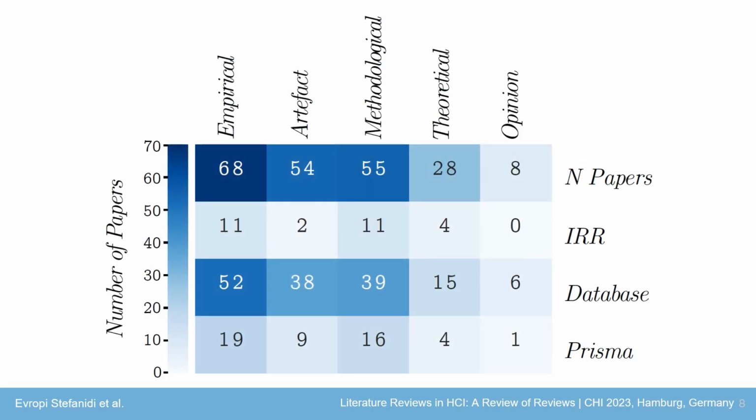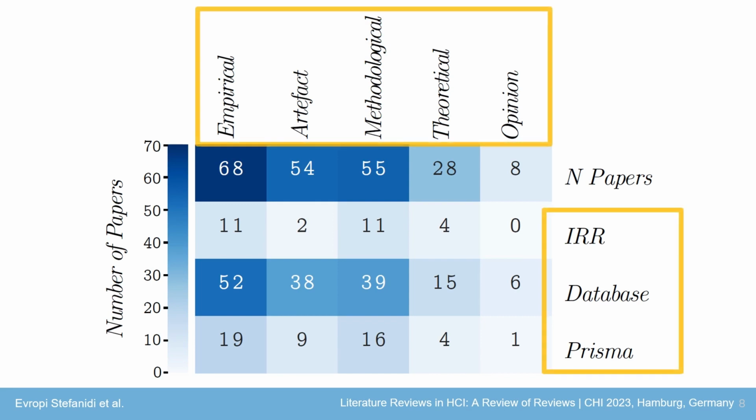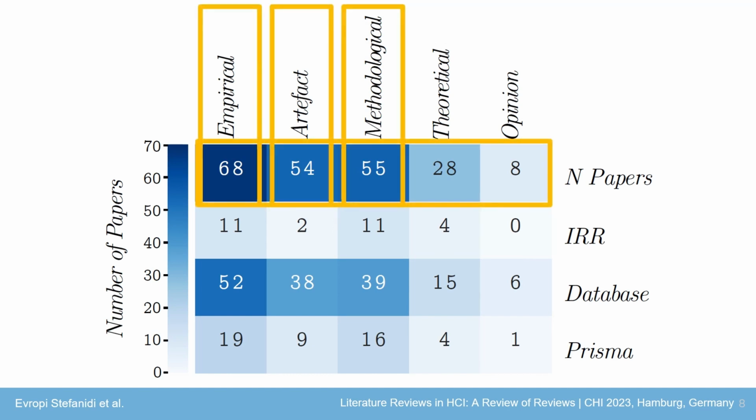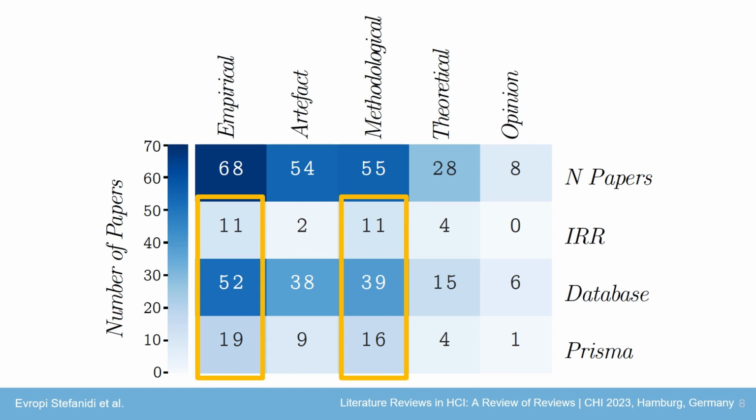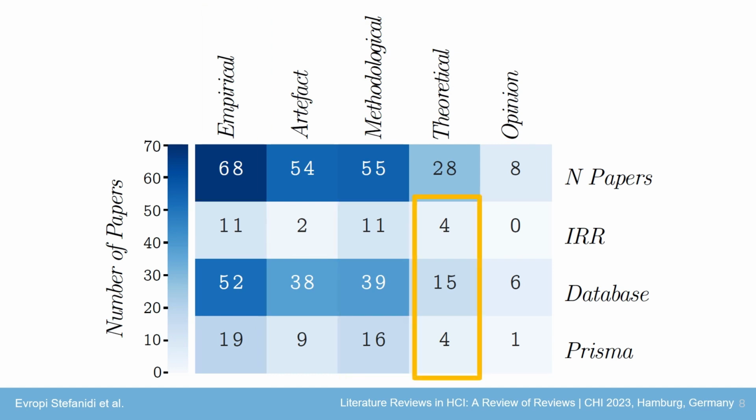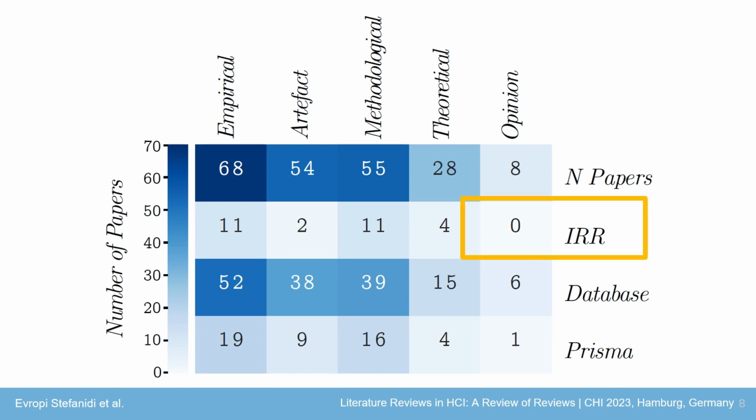In the paper, we discussed the co-occurrences between the different contribution types and the use of different methods and reporting standards. This heat map visualizes some of these trends. For instance, the majority of the literature reviews in our corpus offered an empirical, artifact, or methodological contribution. Moreover, empirical and methodological review contributions often employed more rigorous reporting methods than theoretical reviews, while no opinion review contributions calculated interrater reliability. Overall, literature reviews in our field show diversity both with respect to topics and contributions, as well as the methods and reporting standards they used.